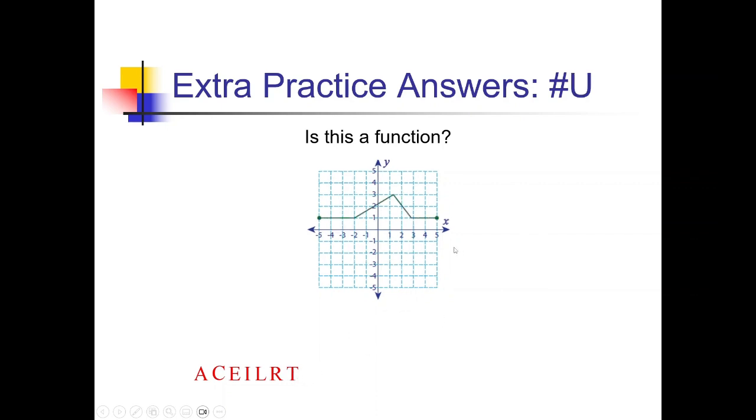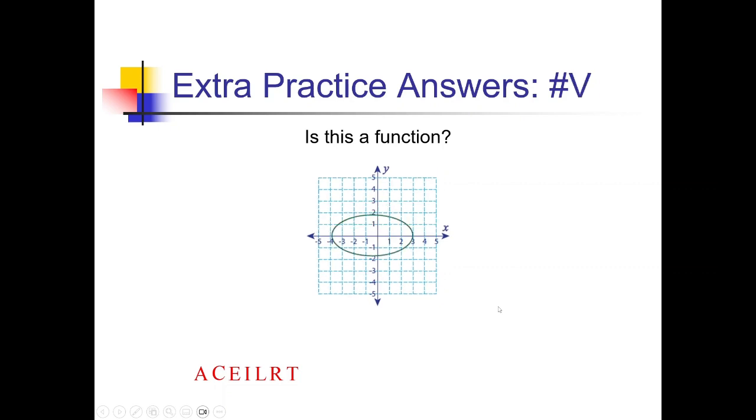For question U, this kind of looks like a piece of an EKG reading or something. In any case, it passes the vertical line test. Can't touch this twice with a vertical line, so it's a function. On question V, we've got this ellipse, oval sort of shape going on. We can touch it twice with vertical lines in many spots, so this is not a function, and we record the V.